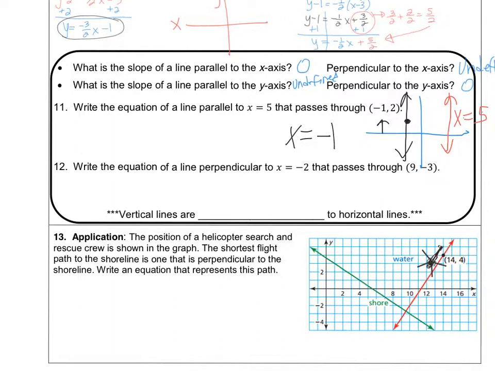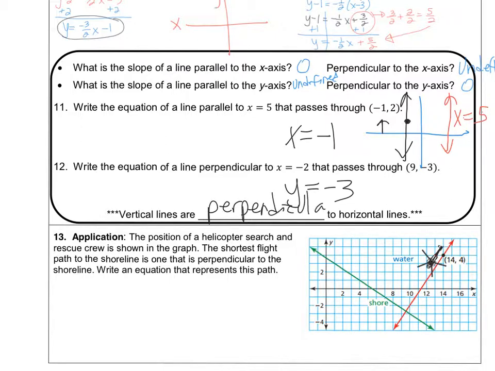In like manner, number 12 is going to ask for the equation of the line perpendicular to x equals -2. So if we're going to be perpendicular to x equals, we're going to have a y equals line. So when we look at our ordered pair, what does y equal in my ordered pair? Y equals -3. So my equation is y equals -3. It's going to be perpendicular to x equals -2, and it's going to pass through the point 9, -3. So I think you've already kind of figured it out, but vertical lines are perpendicular to horizontal lines.